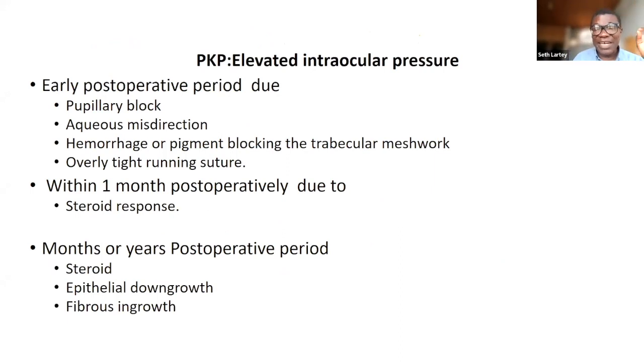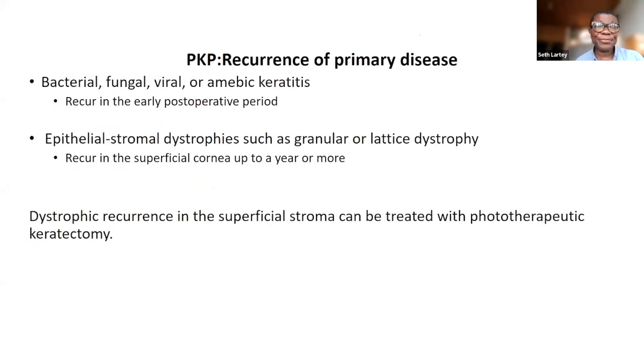Now, the intraocular pressure rise is a very common thing. It occurs a lot, and many cornea surgeons have to contend with this. In the early postoperative period, it may be due to pupillary block, aqueous misdirection, bleeding into the trabecular meshwork, or too tight sutures. If it occurs within 1 month, it's usually the steroids. And if it occurs months or years later, it may still be due to the steroids, but also look out for epithelial downgrowth and fibrous ingrowth. Please read the differences between epithelial downgrowth and fibrous ingrowth.